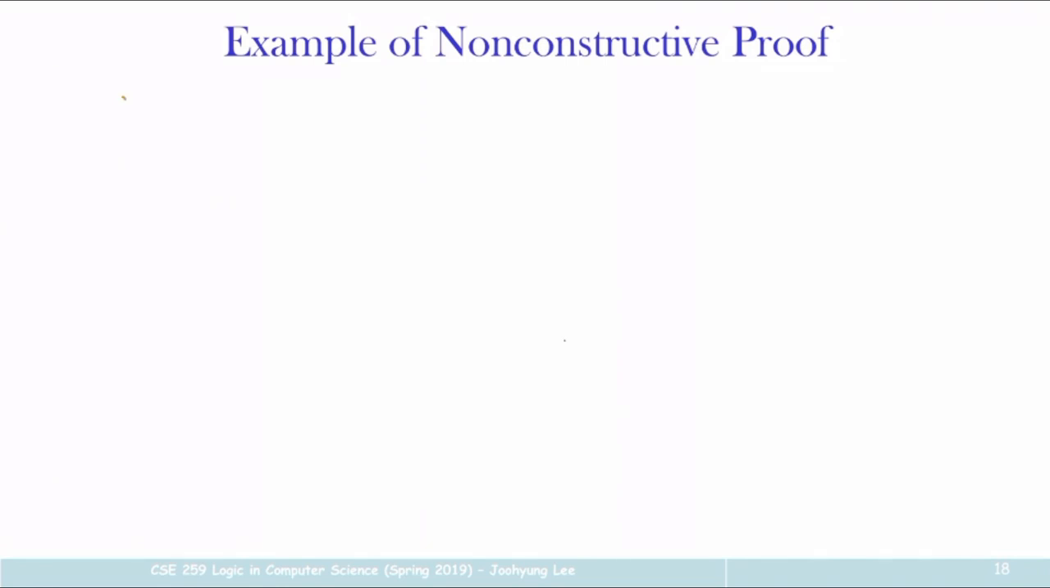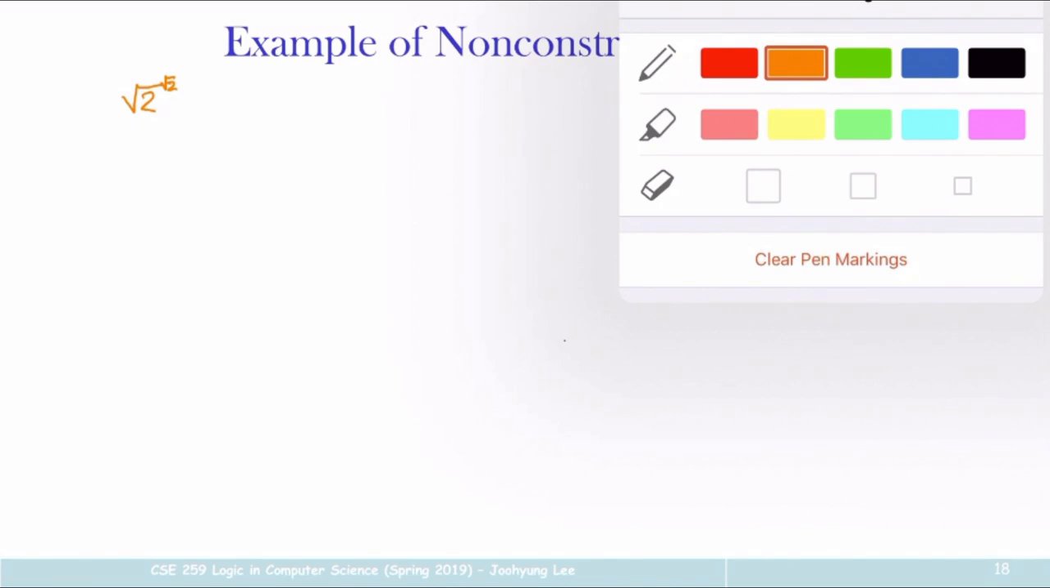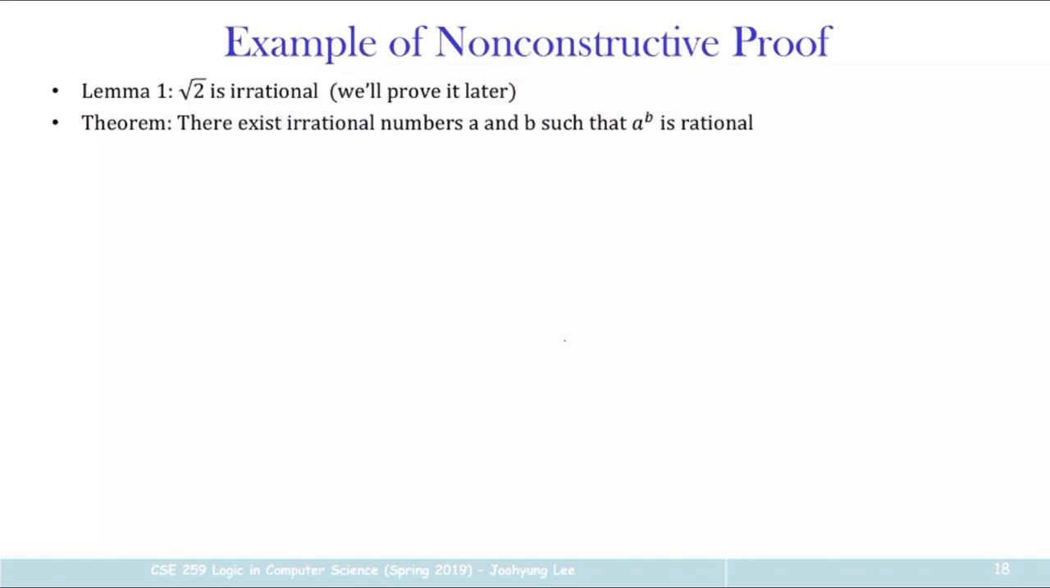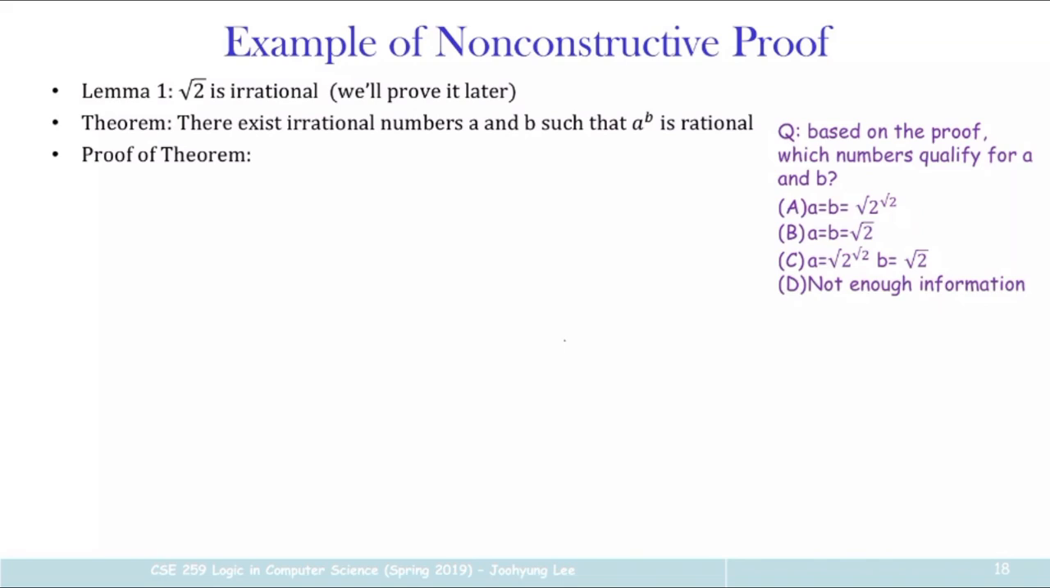But let's try to write this in terms of natural deduction. One thing that we are going to use is a lemma. A lemma is a small claim that is not the main claim that we want to prove, but it will help us to prove the main claim. So we call those statements lemmas. Lemma 1 that we are going to use here is that square root of 2 is irrational. And we are going to prove it later. But assuming this, we want to prove the claim that I showed in the previous slide: there are 2 irrational numbers a and b such that a to the power b is rational. And I'm going to quiz you after this proof whether you actually understand what is going on. Okay?